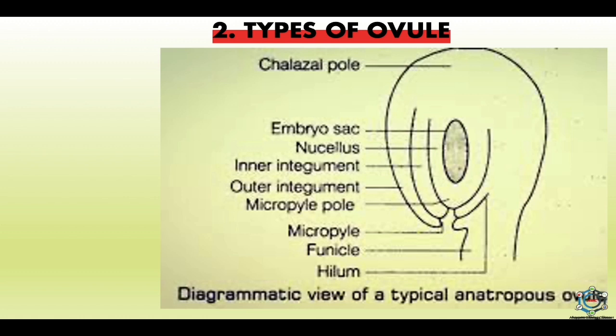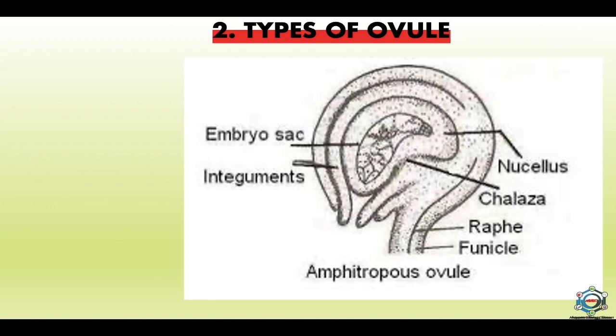Next is anatropous ovule. In this, the ovule is completely inverted in its orientation, and here there is approximately 180 degree curvature of the funiculus, like in the case of Helianthus. Next is amphitropous ovule. Here the body of the ovule shows prominent curvature and almost becomes horseshoe shaped, and here the embryo sac is also curved, like Capsella.